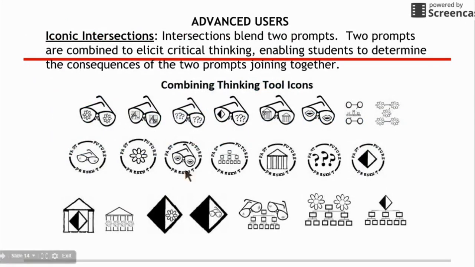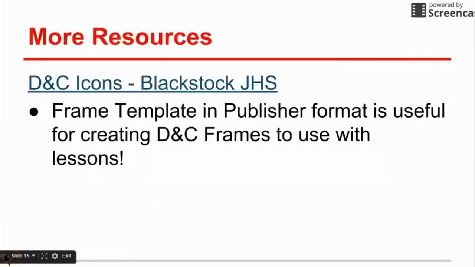Eventually, students become so good at using these prompts in their everyday reading and examining of content that they can begin to do what's called intersections. They can begin to blend prompts together. They can look at the details of past and present and future changes over time. They could study the ethical issues surrounding a particular big idea, so on and so forth.